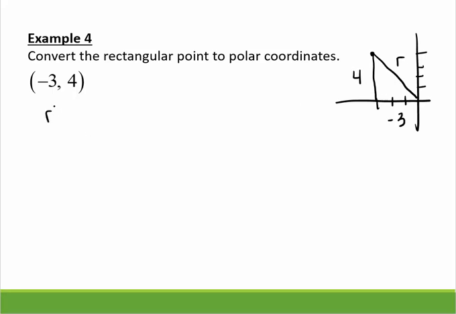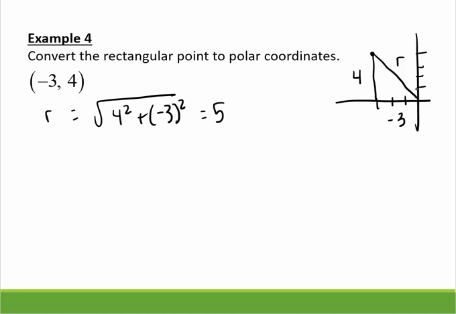How do I get the radius? Pythagorean theorem. R equals the square root of 4 squared plus -3 squared. I know I flipped those. Not r squared, just regular r. And we get our radius to be 5.